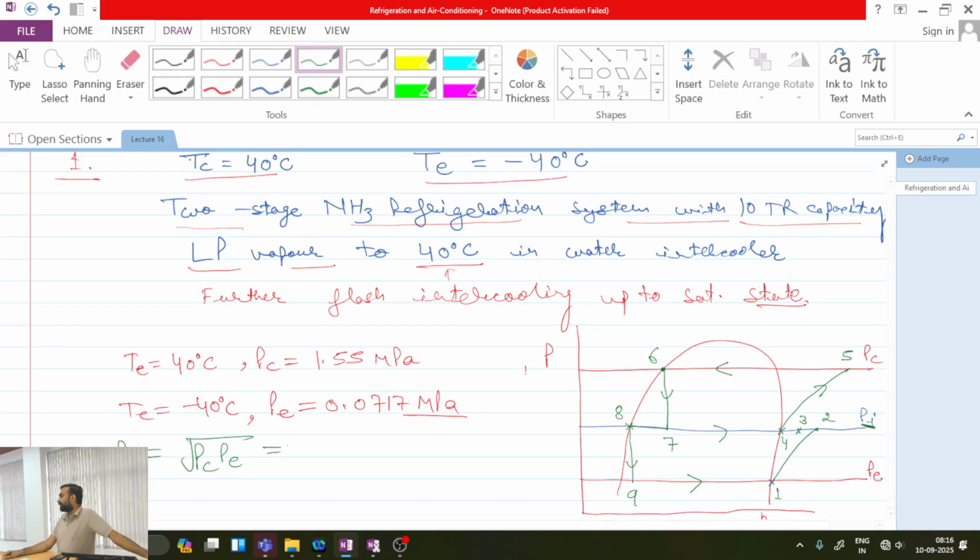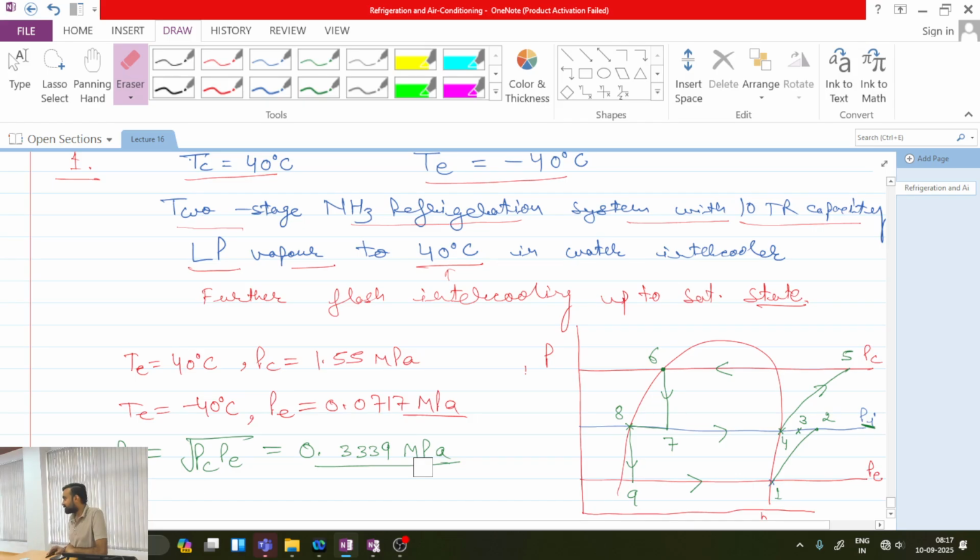Under ideal conditions, it will be nothing but the geometric mean of these two. Fine. How much is this value? Please do calculate. 0.3339 megapascals. Is this point clear? Now, usually under ideal condition, my pressure should be this value.